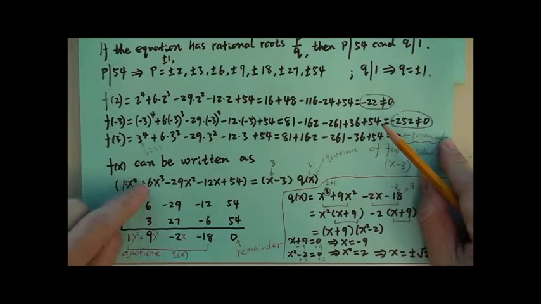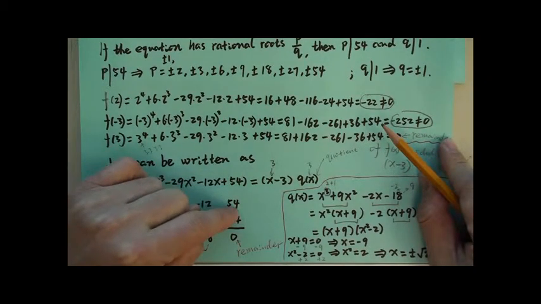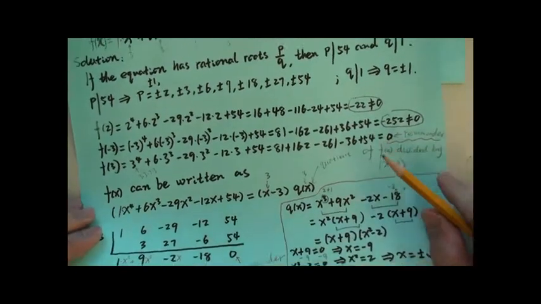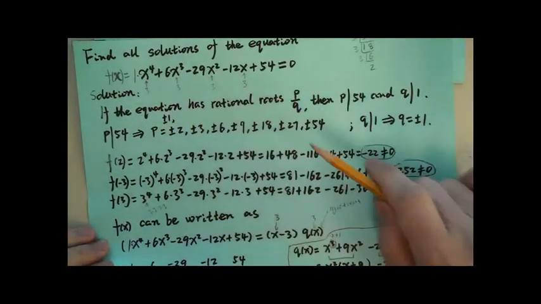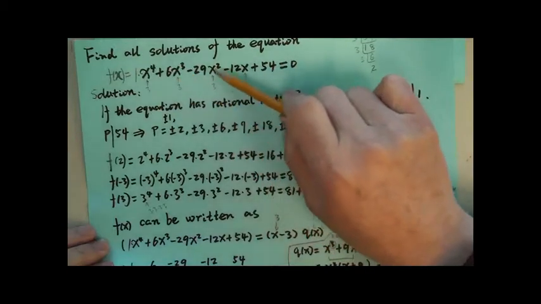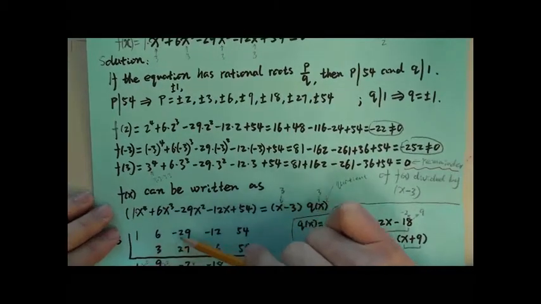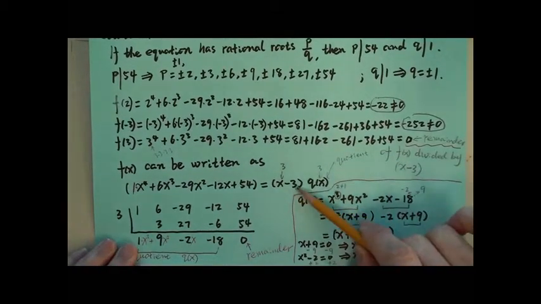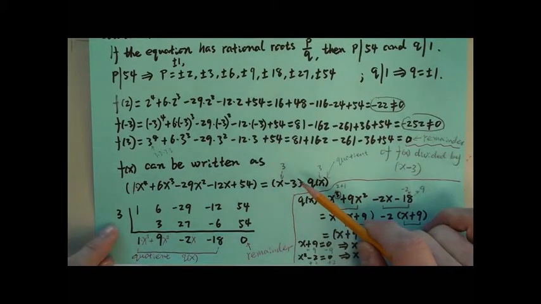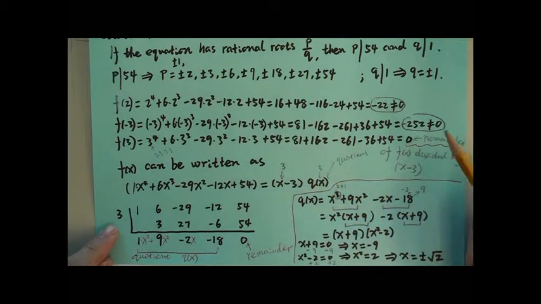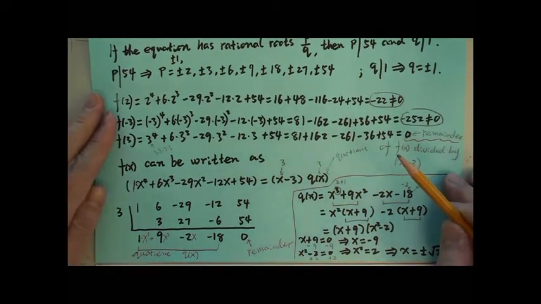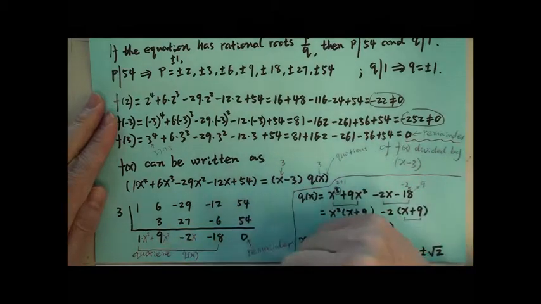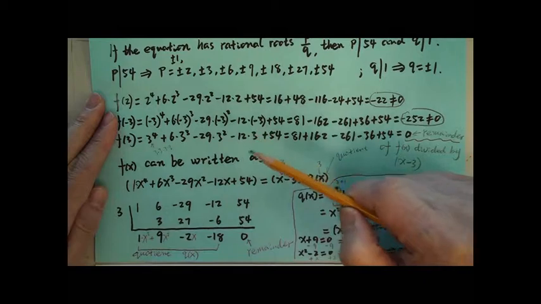Copy 1 down here, 6 down here, negative 29, negative 12, 54. Okay, this is previously the polynomial. We take all the coefficients and put them right here. Again, if it's minus 3, put positive 3 here. Synthetic division, if you don't remember, it's still not too late. Very easy to see how I did it right here.